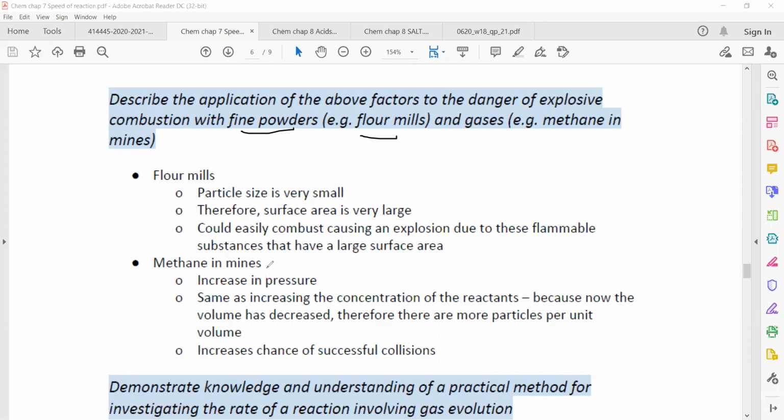And same thing, methane in the mine: an increase in pressure is the same as increasing the concentration, because in the mines the pressure is relatively higher as compared to normal atmospheric pressure. The particles are closer, so volume decreases, pressure increases, or concentration increases, which increases the successful collisions and may lead to an explosive reaction.